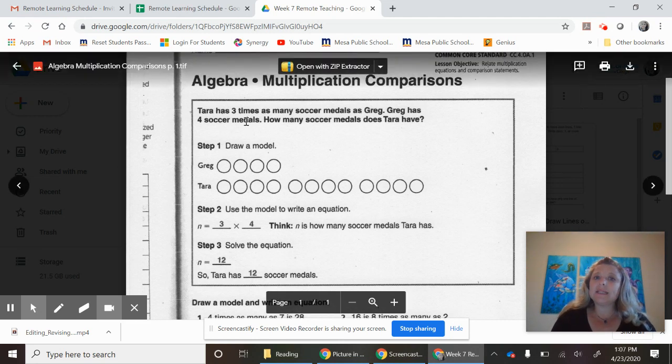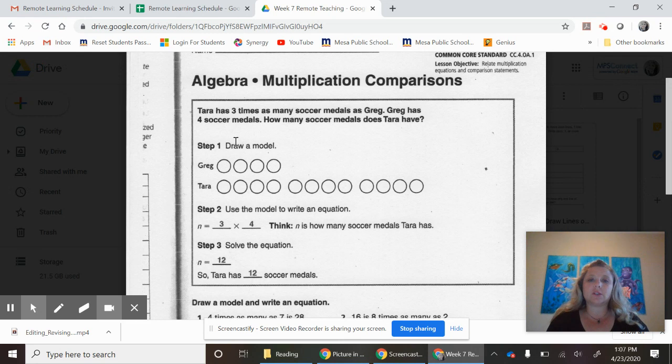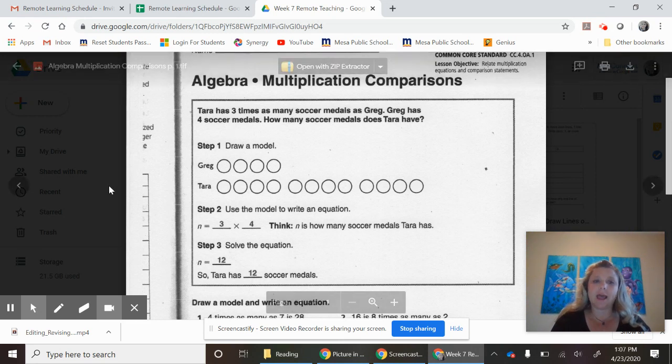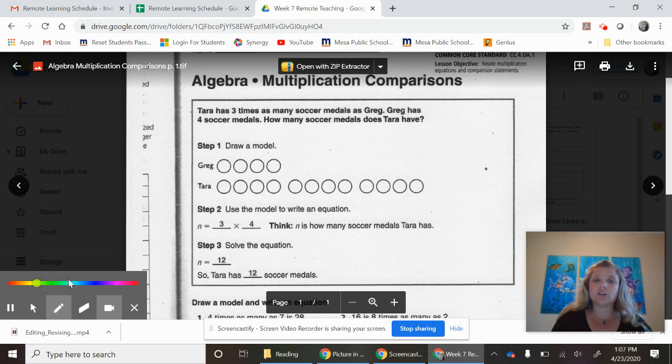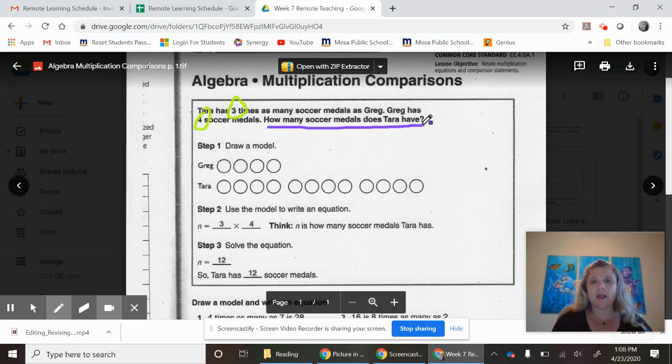Tara has 3 times as many soccer medals as Greg. Greg has 4 soccer medals. How many soccer medals does Tara have? Okay, let's go back to understanding story problems. Remember, story problems, you circle the key numbers. So we have 3 and 4. Then you go back and you need to underline the sentence that it's asking you to solve. How many soccer medals does Tara have?